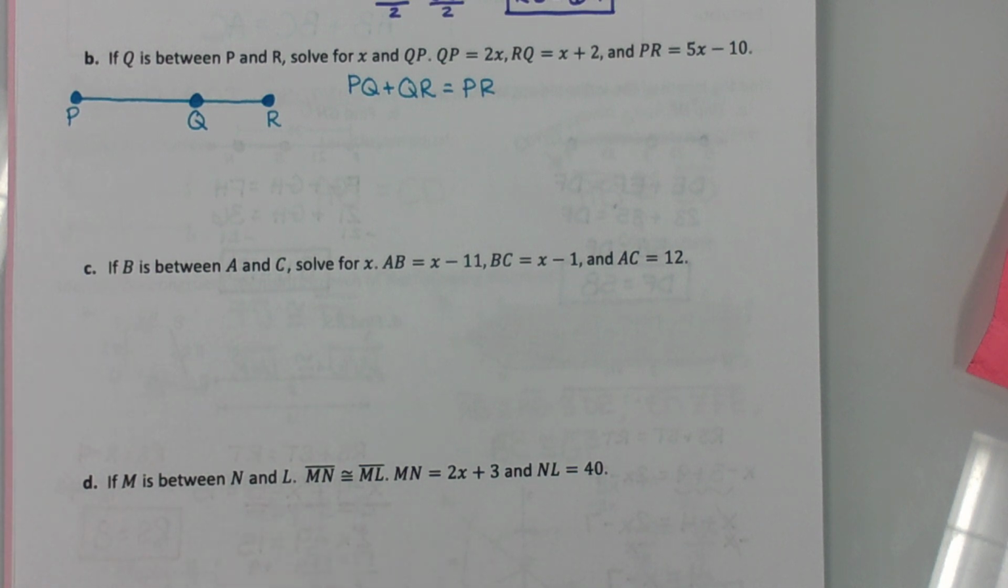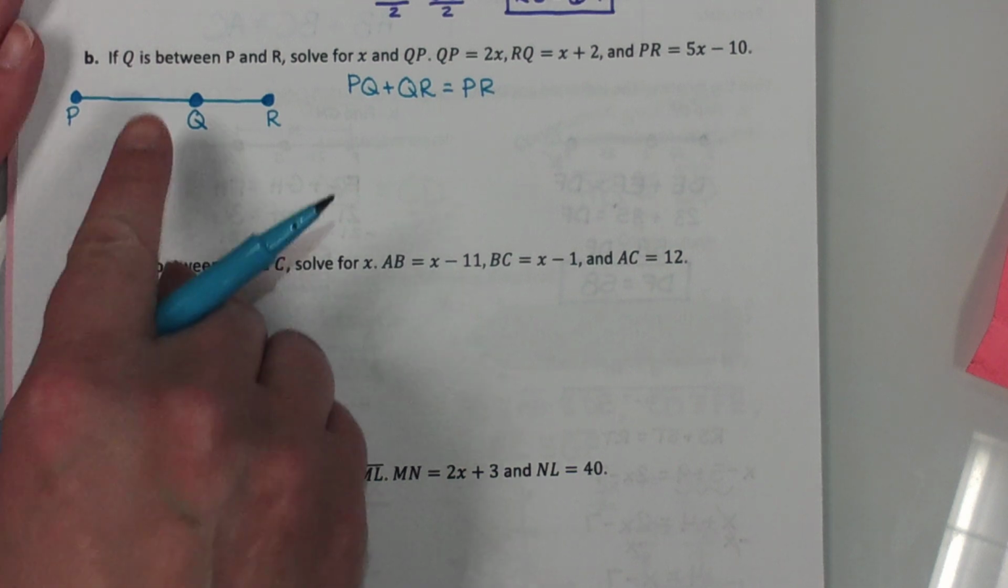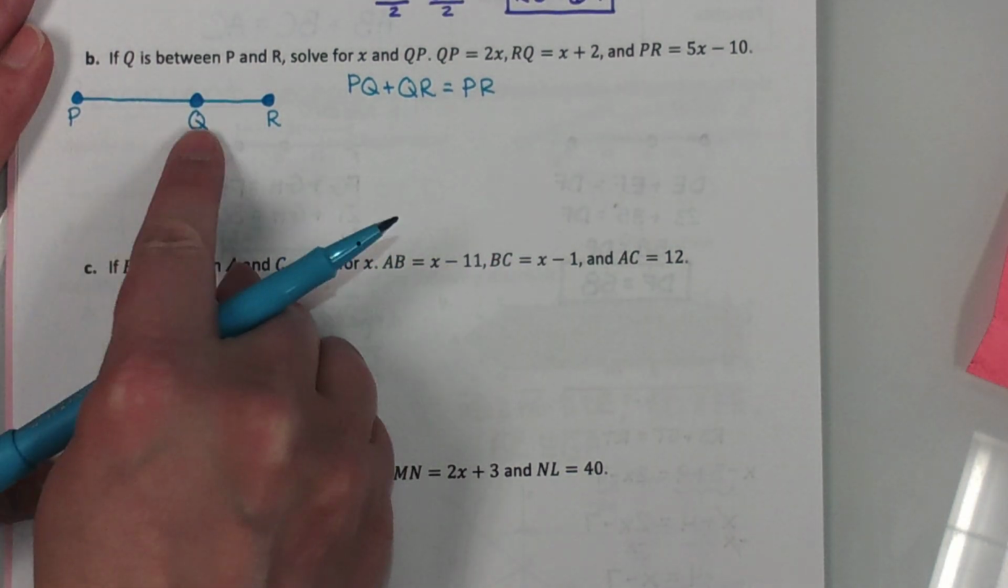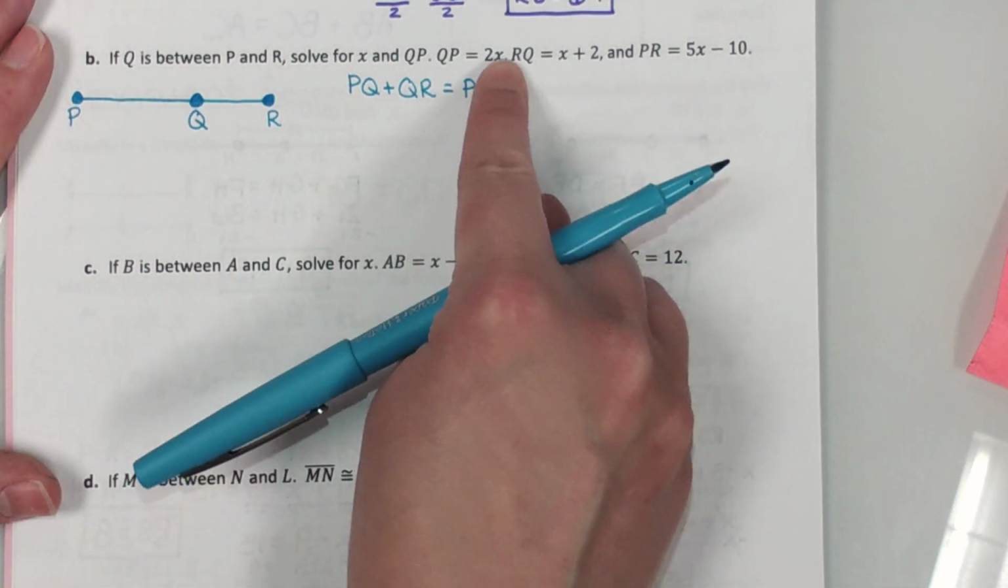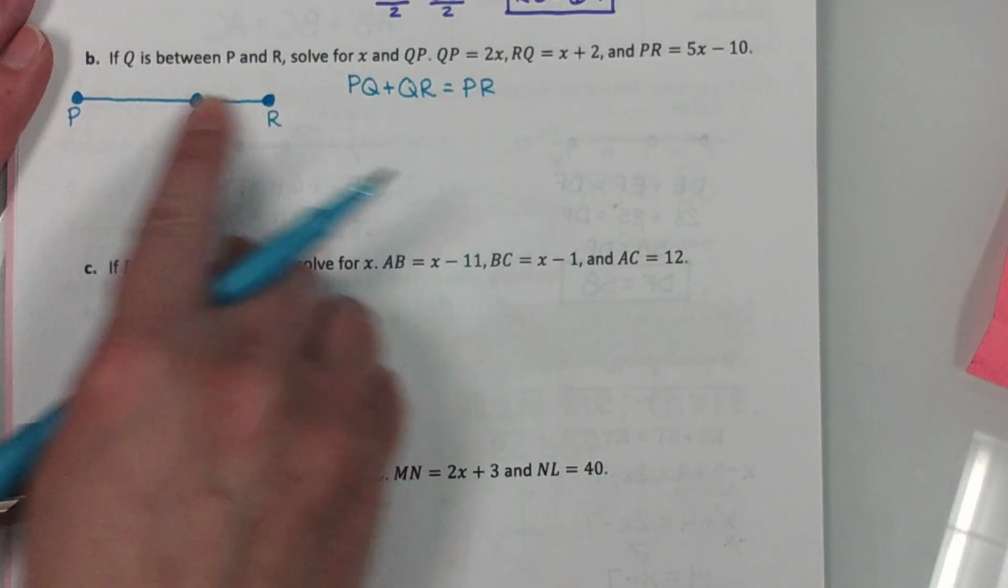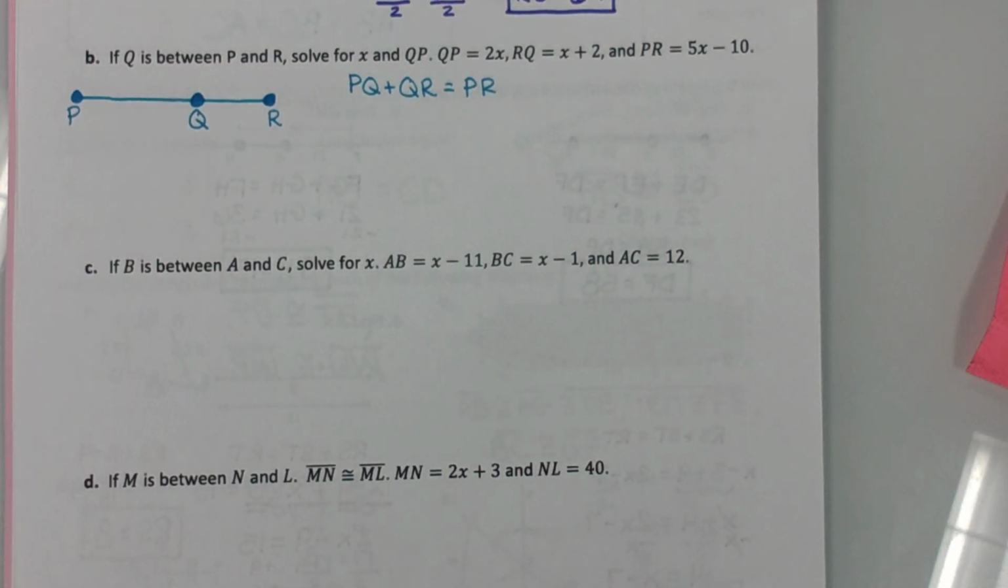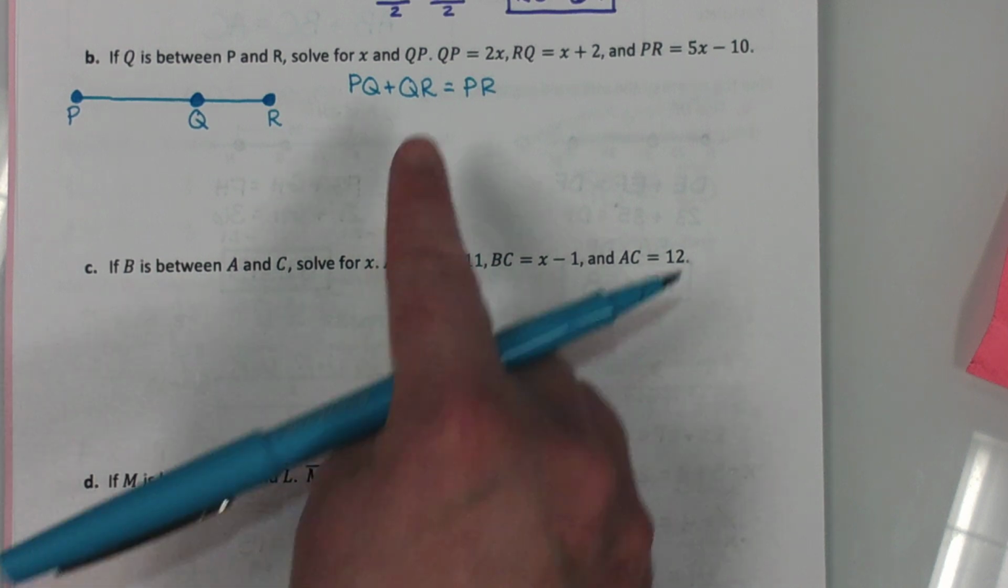You don't have to label the picture if you can come up with this. You should probably put the picture with the P, Q, and the R, but if you can come up with this, you don't have to put the numbers on the picture unless you want to. If that helps you, do it. If it doesn't help you, don't do it.